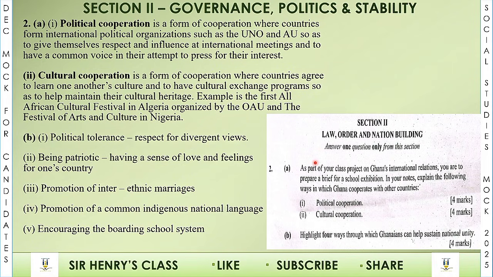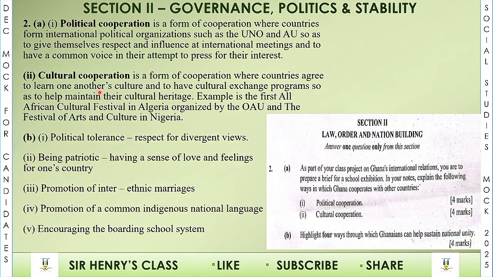So let's go to law and order, section 2. So number 2A says, as part of your class project on Ghana's international relations, you are to prepare a brief for a school exhibition. In your notes, explain the following ways in which Ghana cooperates with other countries. So I, political cooperation. So political cooperation is a form of cooperation where countries form international political organizations like the UN and the AU so they can give much respect and international recognitions to themselves and so on.